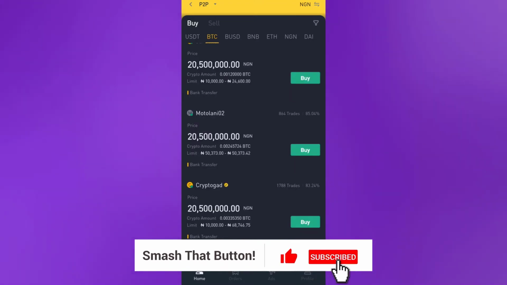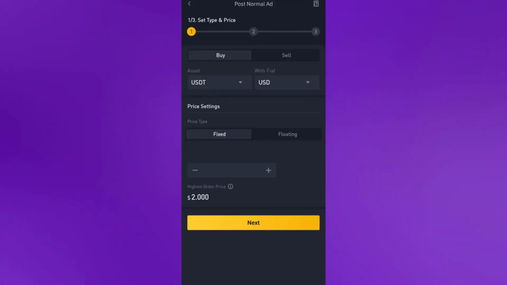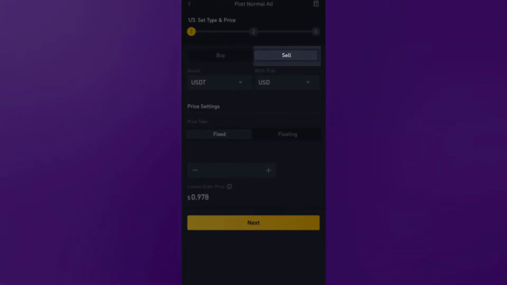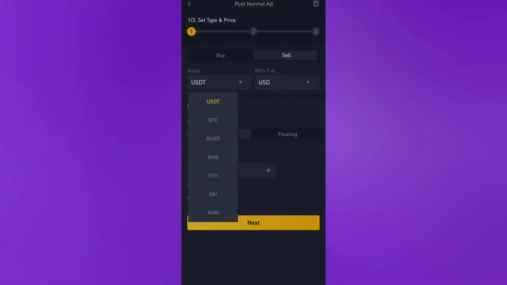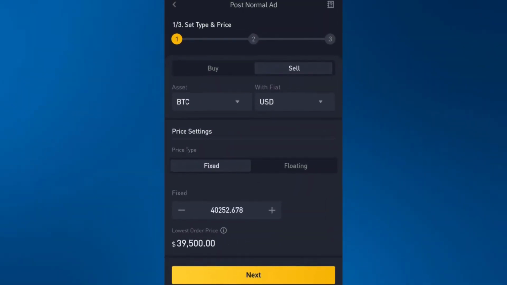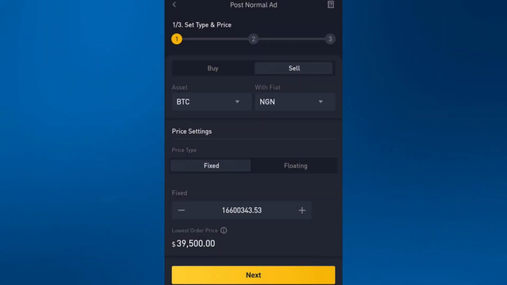How do you go about that? I go over to ads, and then I click on this plus sign on the top right corner. Now that we're here and what we want to do is sell, we click on sell, because by default it's always on buy, so make sure it's sell that you click on. Now what do I have? I have BTC. I click on assets, then I click on BTC, and then what do I want to get from it? It's not dollars, it's NGN, because I want people to pay me in Naira.